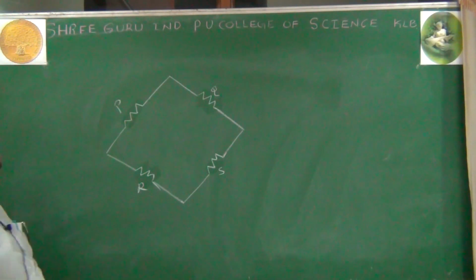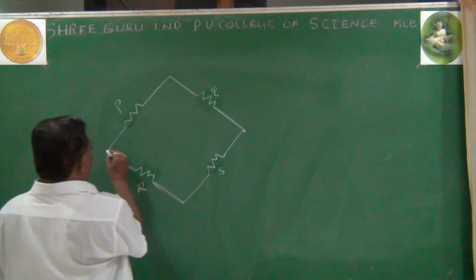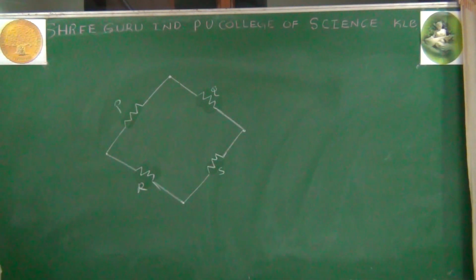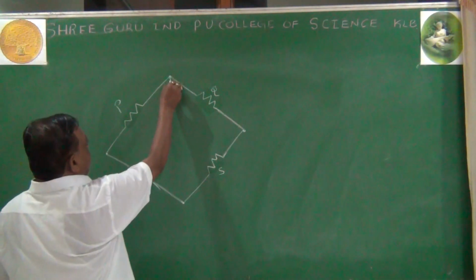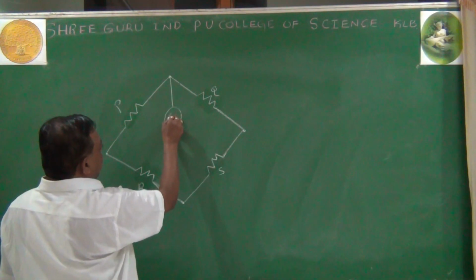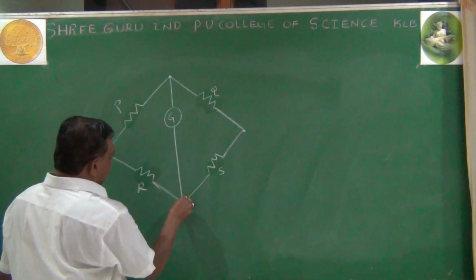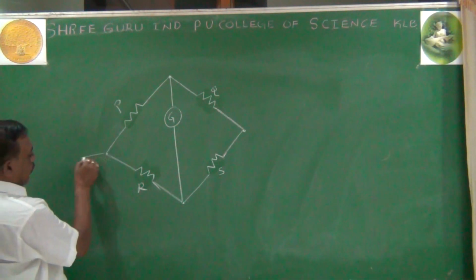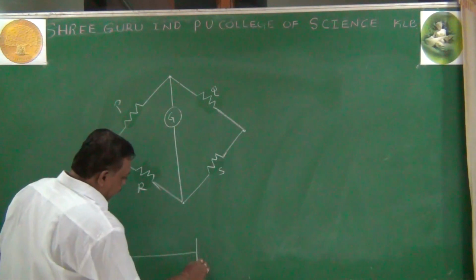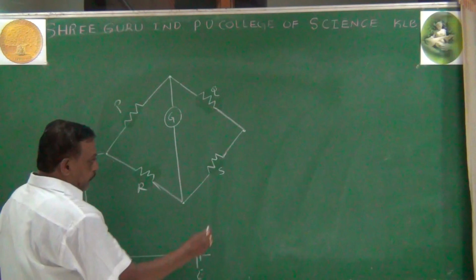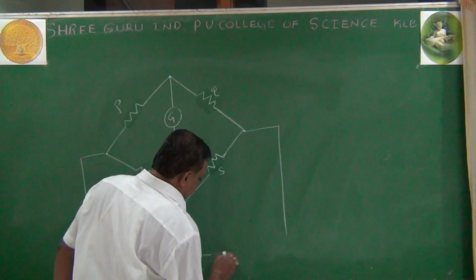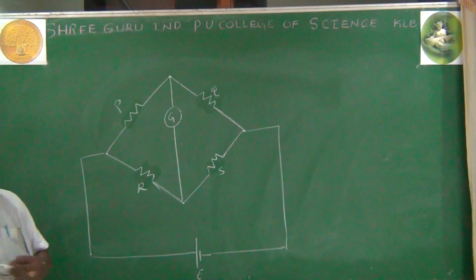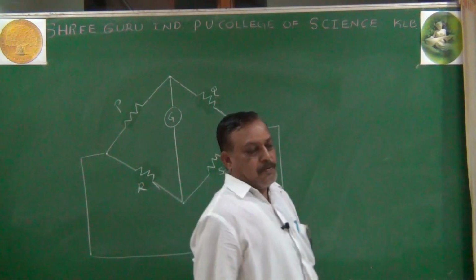Now these two are the diagonal points, and again these two are also the diagonal points. Between any two diagonal points, a galvanometer is included. The remaining two diagonal points are connected to a battery of EMF E, having negligible internal resistance. Now this is the Wheatstone bridge or Wheatstone network designed by the scientist Charles Wheatstone.